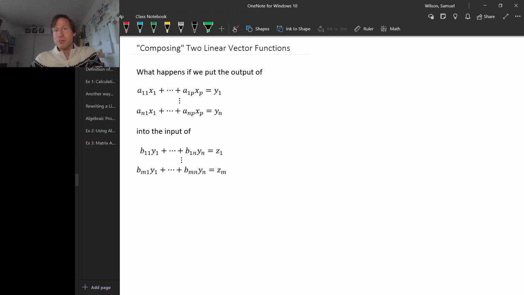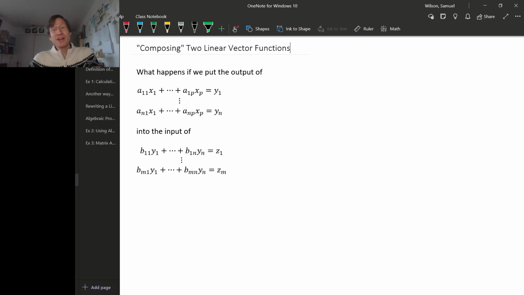Let's continue our theme of defining matrix operations by looking at operations that we can do with linear vector functions. For matrix addition and scalar multiplication, we came up with those by just working with the outputs of our linear vector functions. Since our linear vector functions produce vectors as outputs, we've sort of used up all of the vector operations we can do with those outputs, vector addition and scalar multiplication.